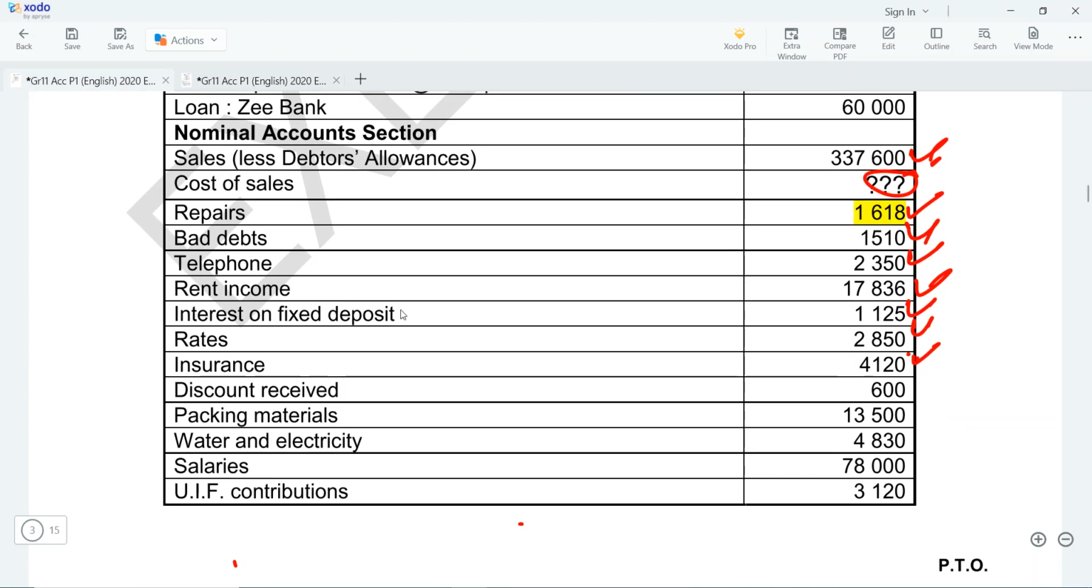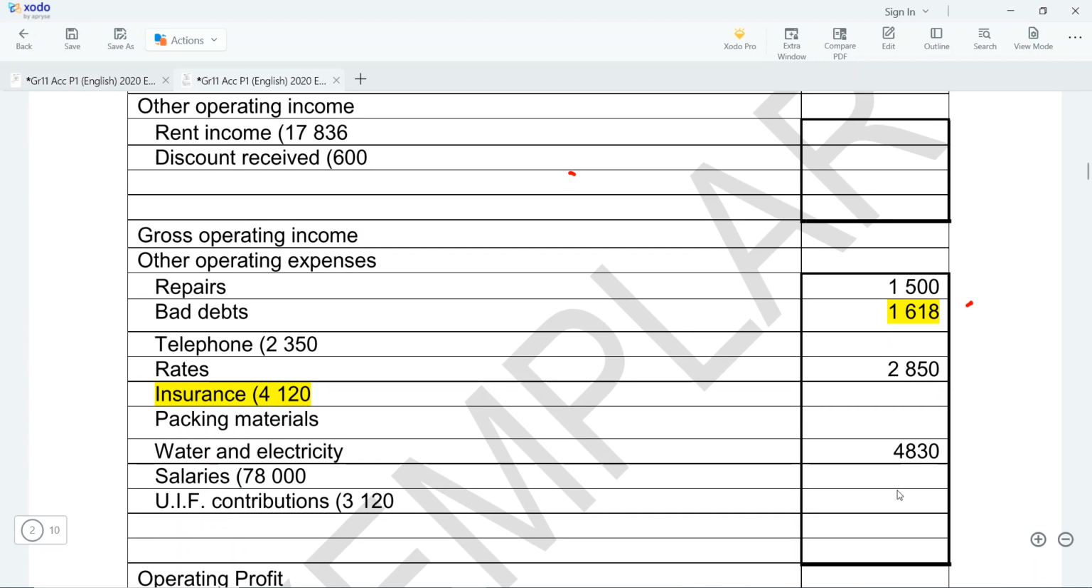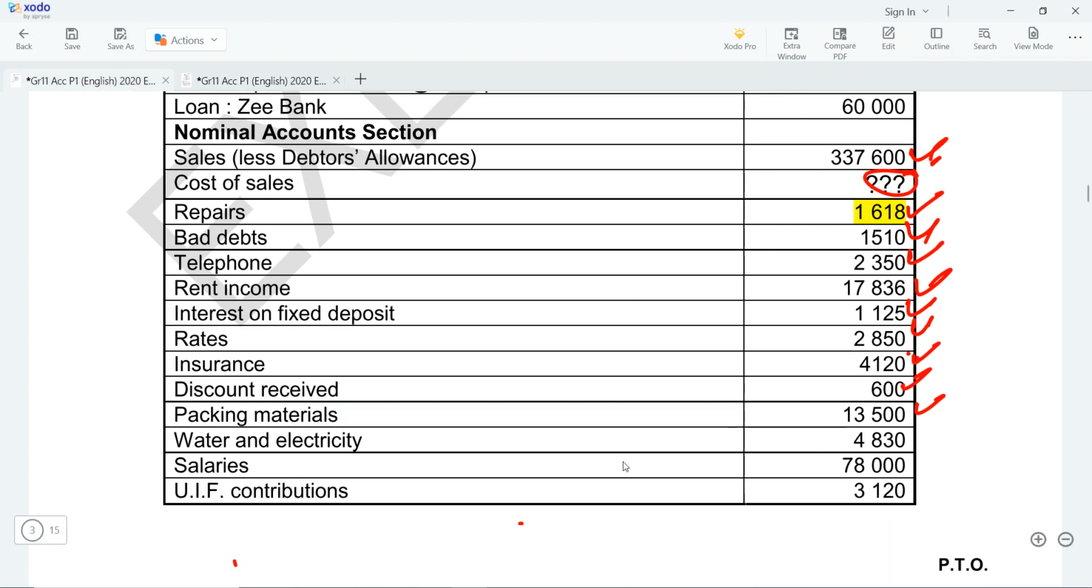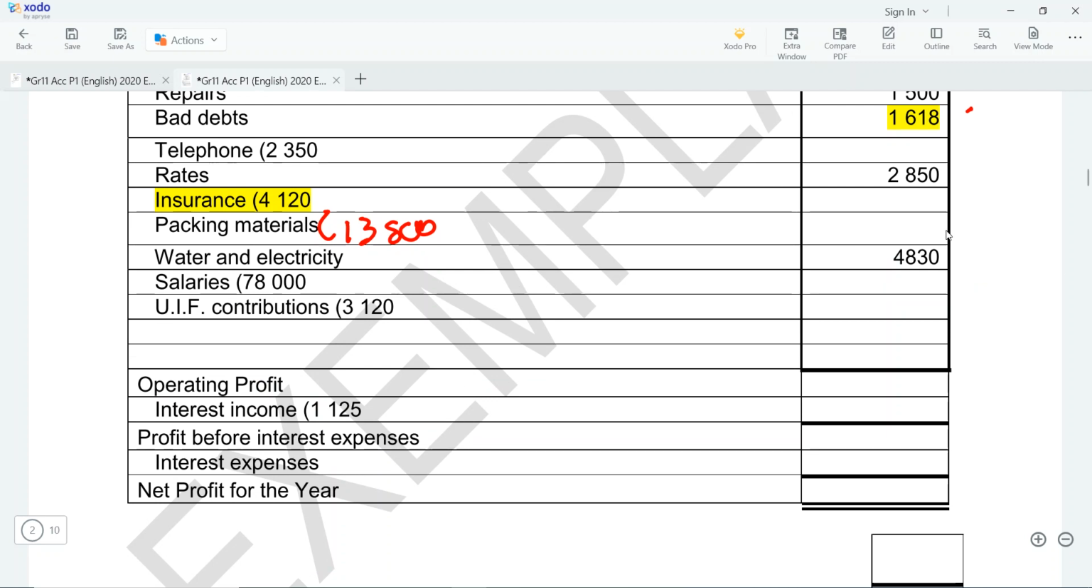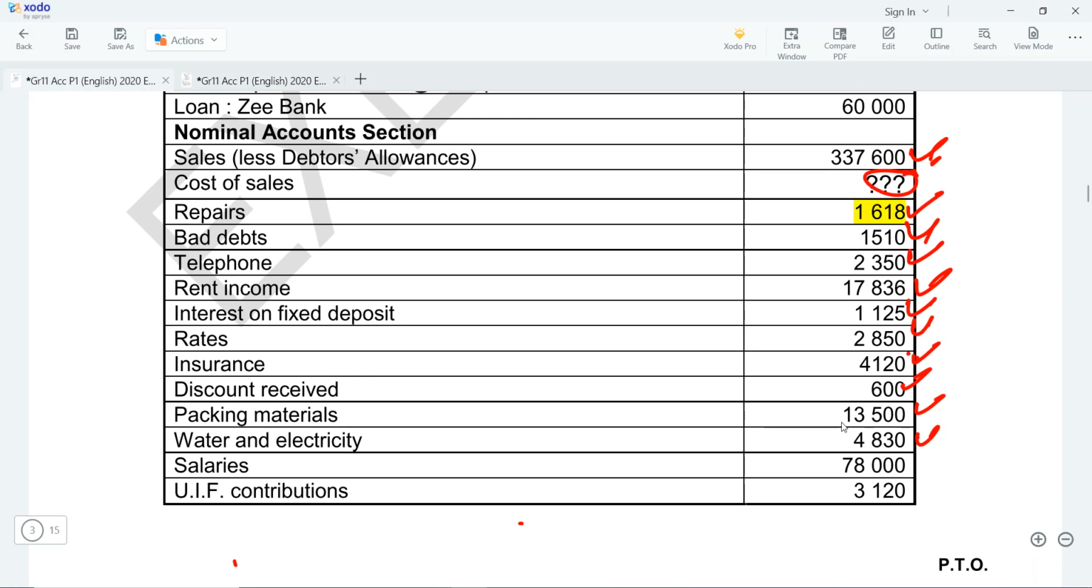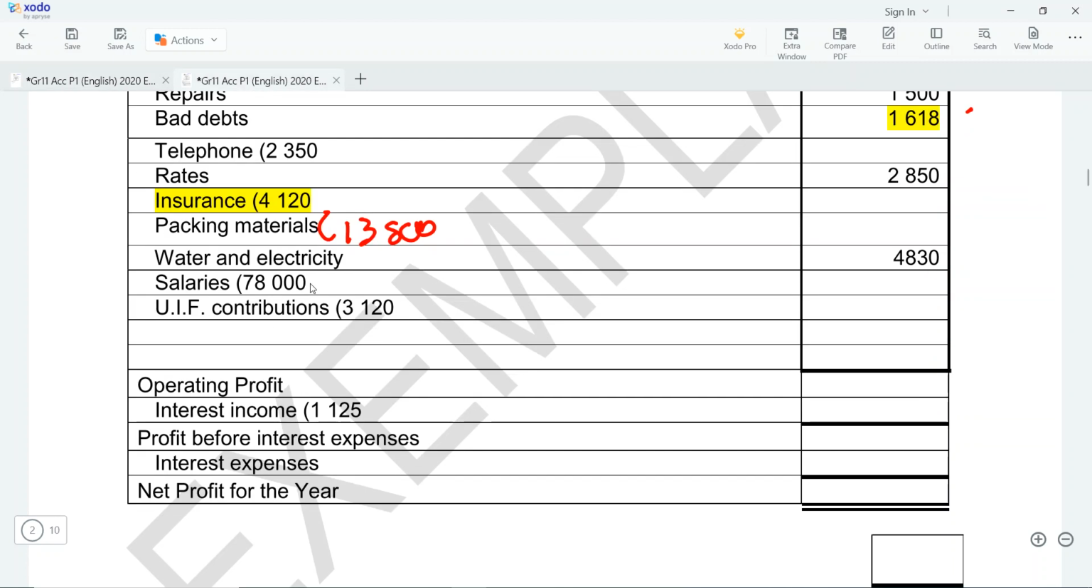Next we have packing material 13,500. Let's check if it has been entered for us. Here it is. Okay, they have not entered it for us. We can enter it. And then next we have water and electricity 4,830. We can already enter it if it has not been recorded for us. Okay, here it is. Next we have salaries 78,000, so we can also, okay, it has been recorded, no need for us to continue with it.